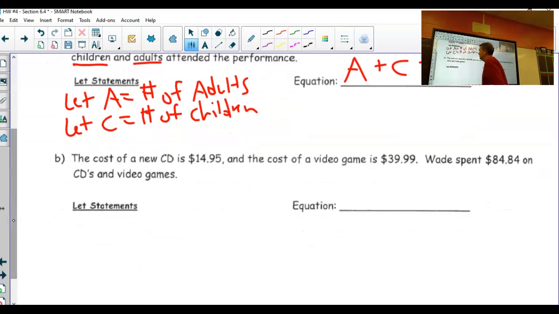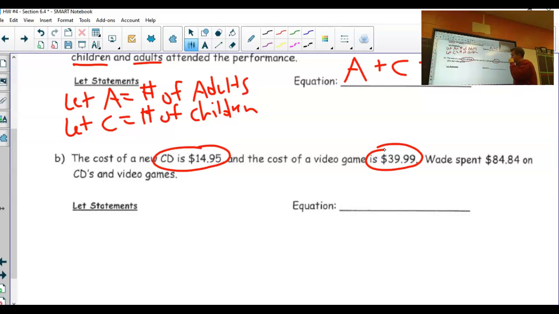As far as part B goes, I have the cost of a new CD is $14.95 and the cost of a video game is $39.99. And Wade spent $84.84. Okay. So I think you would calculate the cost by multiplying the number of CDs you bought times $14.95 and the number of video games you bought times $39.99. And if you added those two amounts together, I think they would equal $84.84. So I think the two things that I do not know is how many of each thing did I buy? And that is what my let statements will be.